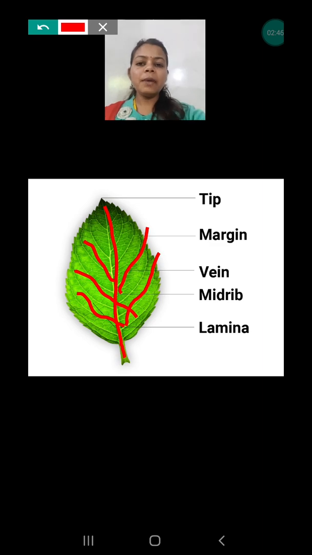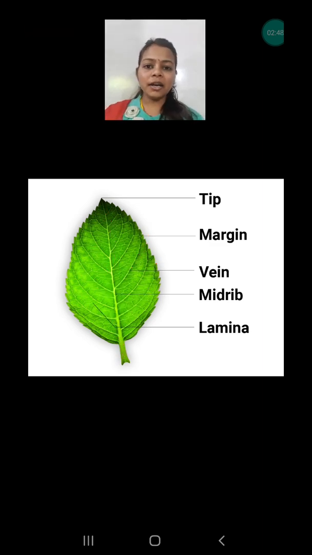So midrib and side veins carry water and minerals throughout the surface of the leaf, as well as prepared food. When photosynthesis happens in the leaf, the food is carried by the midrib and veins to each and every part of the plant. Margin is the side edges of the leaf, whereas tip is also known as apex.